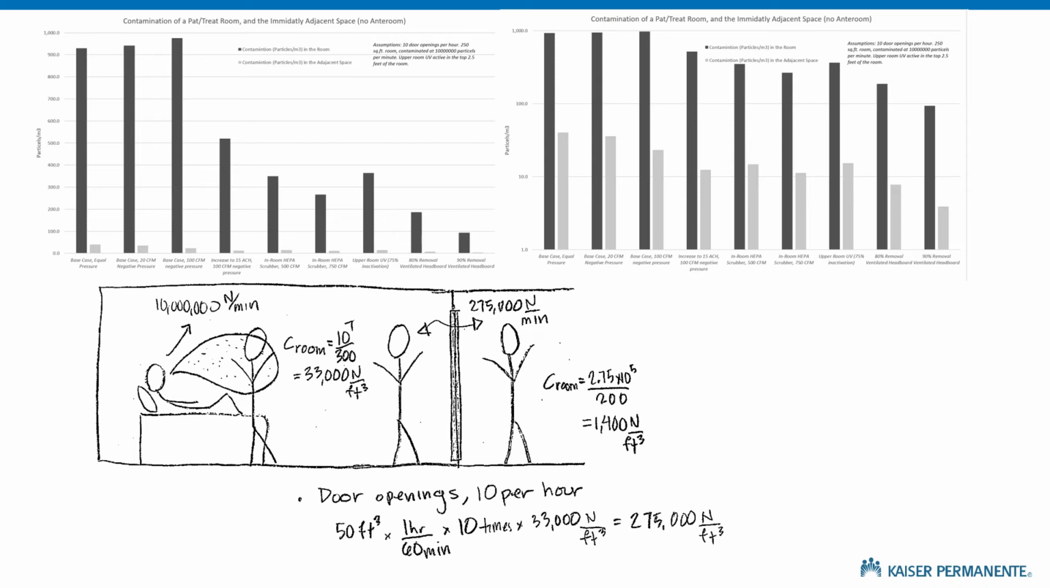For the stick person on the far right, you can see that decontaminating the room is actually more effective than putting the room at negative pressure. He'll get a lower concentration or a lower overall exposure.